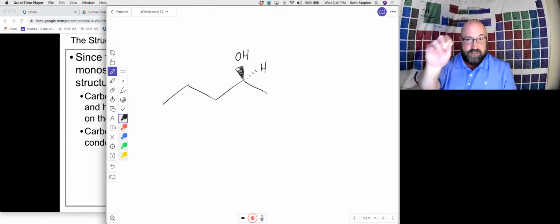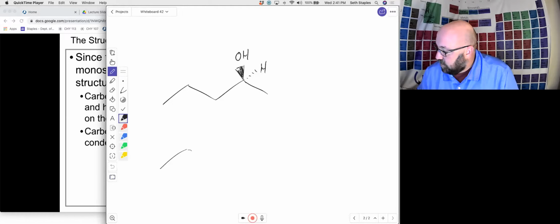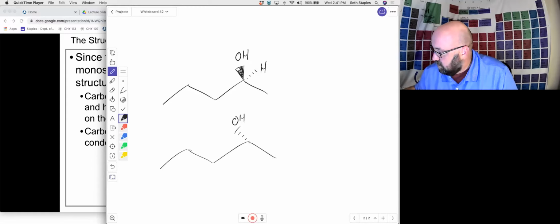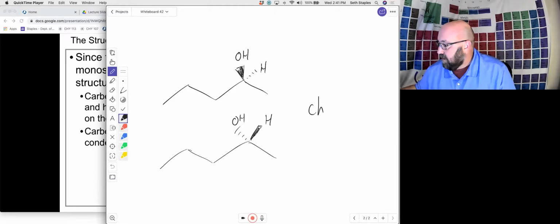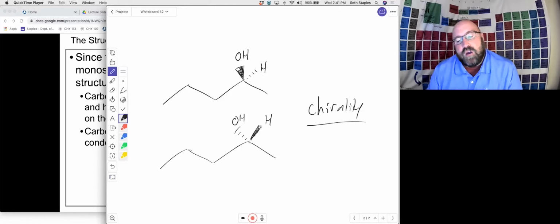Now, it turns out that even though everything's connected the same, if we reverse that, if instead the OH is going back and the hydrogen is coming at you, these molecules would exhibit a different, what we call chirality. We're not going to go much deeper than that, except for knowing that this different configuration could give the molecule different properties. We can also look at this as what we call non-superimposable mirror images of each other.